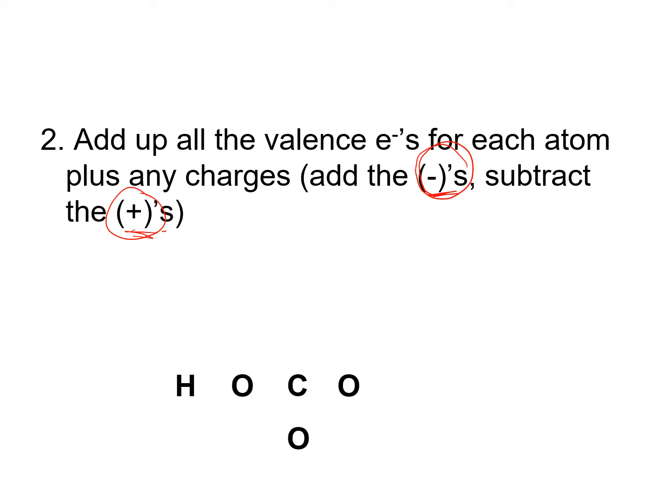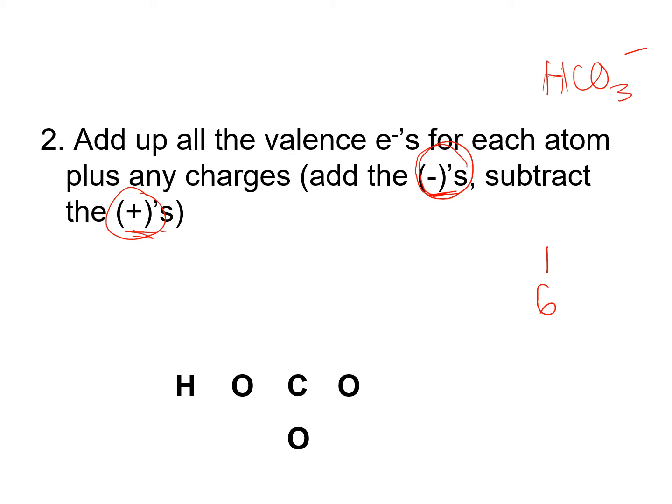And this is our bicarbonate. So it does have a charge to it. So let's look at this. Hydrogen normally has 1 valence electron. Oxygen normally has 6 valence electrons.